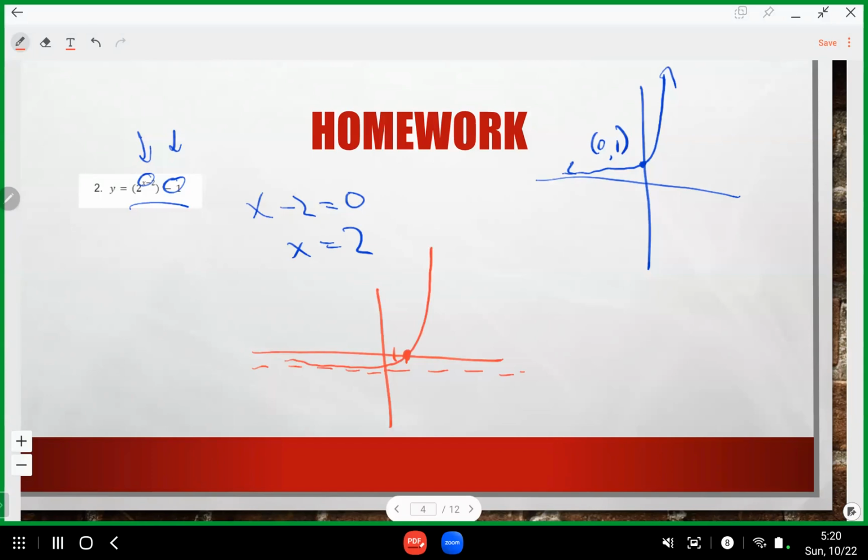There's no actual stretches or compressions with this one. So the 2 right here doesn't actually do anything. That's actually just the base, so it doesn't matter. There's no compressions or stretches, so it's just a bunch of vertical and horizontal shifts. So this one is pretty easy too. Just make sure the main idea is the reference point, right? You gotta have the coordinates of the reference point.